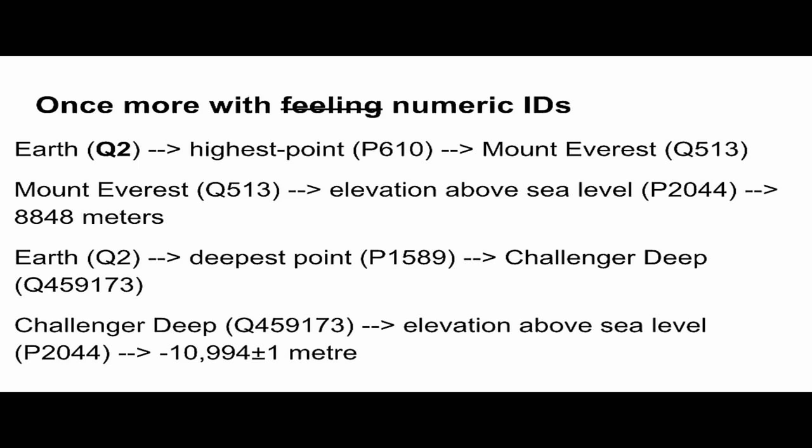What do these numbers mean? They don't mean anything at all. They're just numbers. They're just sequential numbers. And if I create a new Wikidata item right now, it'll get just the next available number. So they're just numbers. So P stands for property.